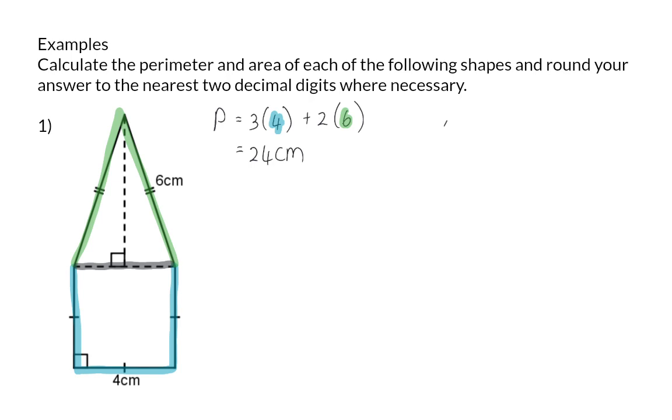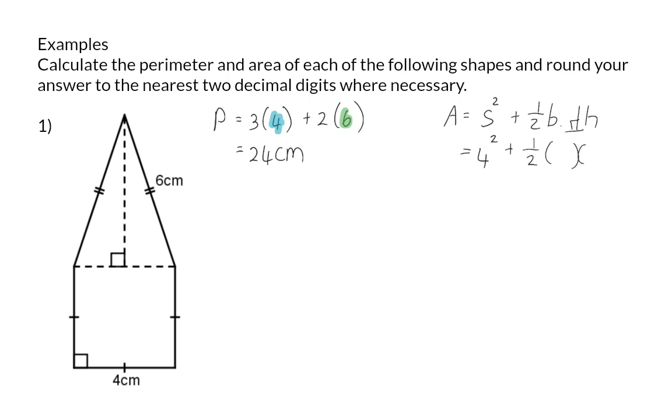To calculate the area of this figure, I need to determine the area of the square using the formula side squared and that of the triangle with half times base times perpendicular height, and then add these two areas. For the square, we already know that all the sides have a length of 4 centimeters. For the triangle, we need to determine the length of our base and perpendicular height. The base of our triangle is the same length as the sides of the square and therefore will be 4 centimeters. But the perpendicular height of our triangle is not given.